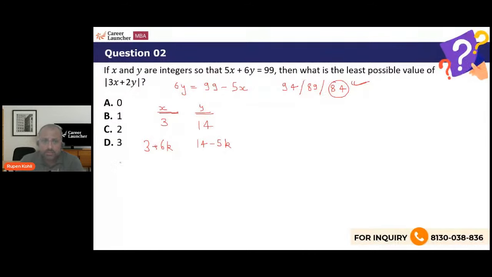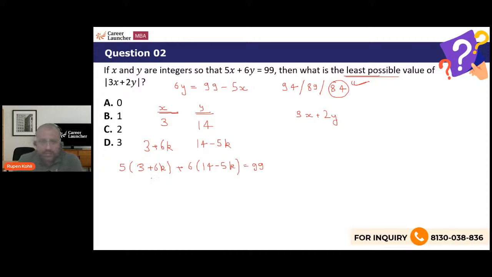So you can see that 5 into the value of x, which I have taken as 3 plus 6k, plus 6 into the value of y, which I have taken as 14 minus 5k, will always add up to 99 regardless of the value of k, because 5 into 6k is 30k and 6 into 5k is 30k, which cancels out, and 5 into 3 is 15 plus 6 into 14 is 84, equal to 99, is maintained. Now comes the question: I have to find the least possible value of this expression 3x plus 2y, right?